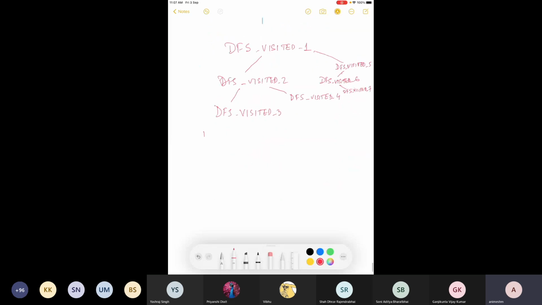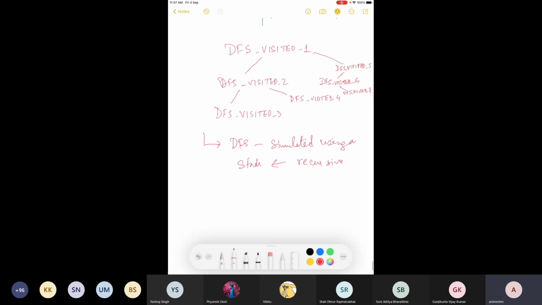And we already said that a DFS can be simulated using a stack. In this case, we were using recursion, or recursive calls, to implement the stack.